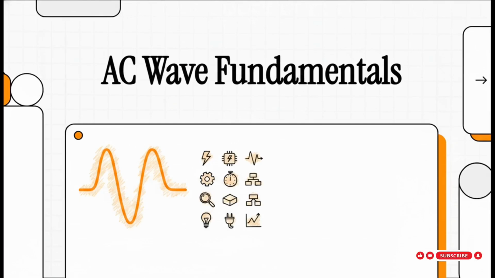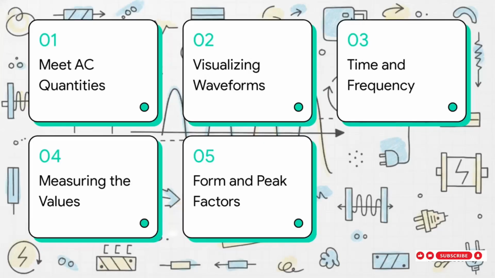By the time we wrap up, you'll have a crystal clear grasp of the exact vocabulary engineers use to describe electrical waves. Let's see what we're covering. Here's our roadmap for this explainer. We've got 1. Meet the alternating quantity. 2. Visualizing the waveform. 3. Time and frequency. 4. Measuring the values. And 5. Form and peak factors. Basically, we're starting at the macro level with the general behavior of electricity, and step by step, we'll drill all the way down to its specific mathematical fingerprint. So let's jump right in.